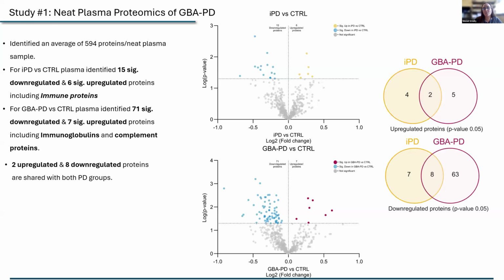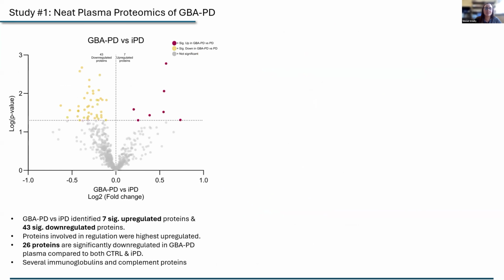I also looked at what the overlap was. We found that there were 2 upregulated and 8 downregulated proteins that were shared between the 2 PD groups, meaning that irrespective of whether it was GBA associated or just idiopathic PD, these proteins were dysregulated in the plasma for both sets of patients. I also then looked at GBA PD patients versus the IPD patients. 7 proteins were significantly upregulated, with 43 significantly downregulated proteins. Some of these involved epigenetic regulators also.